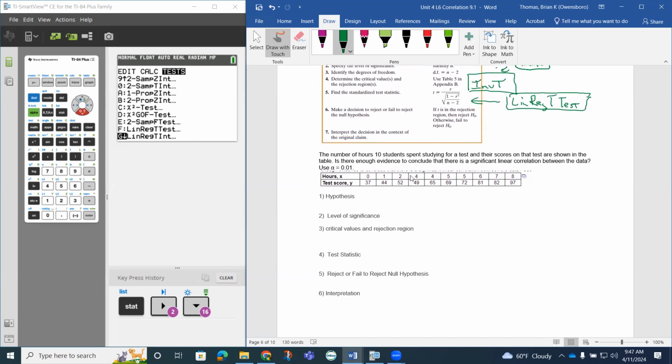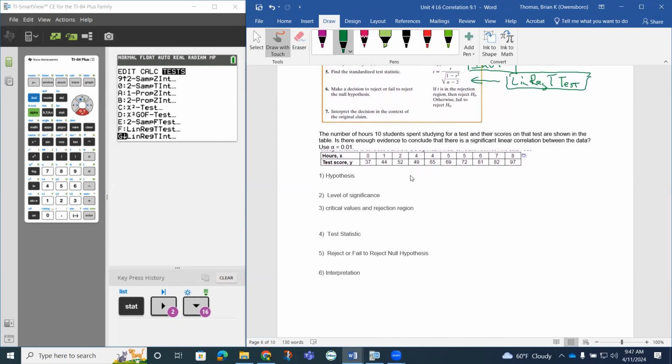So let's move into our problem and see if we can put this all together. The number of hours 10 students spent studying for a test and their scores on the test are shown in the table. Is there enough evidence to conclude that there is a significant linear correlation between the data? Use alpha equals 1%. So I'm going to pause the video and put the data in the calculator to start with.